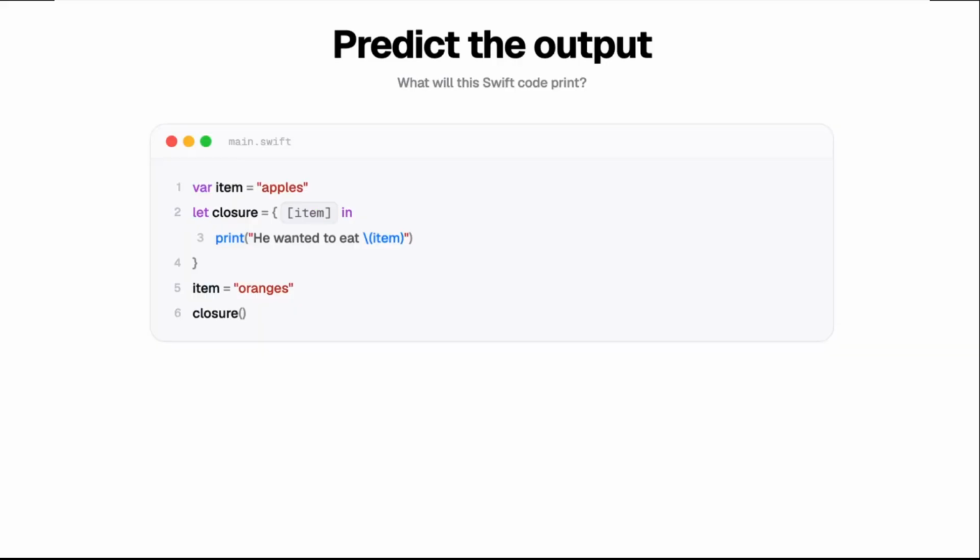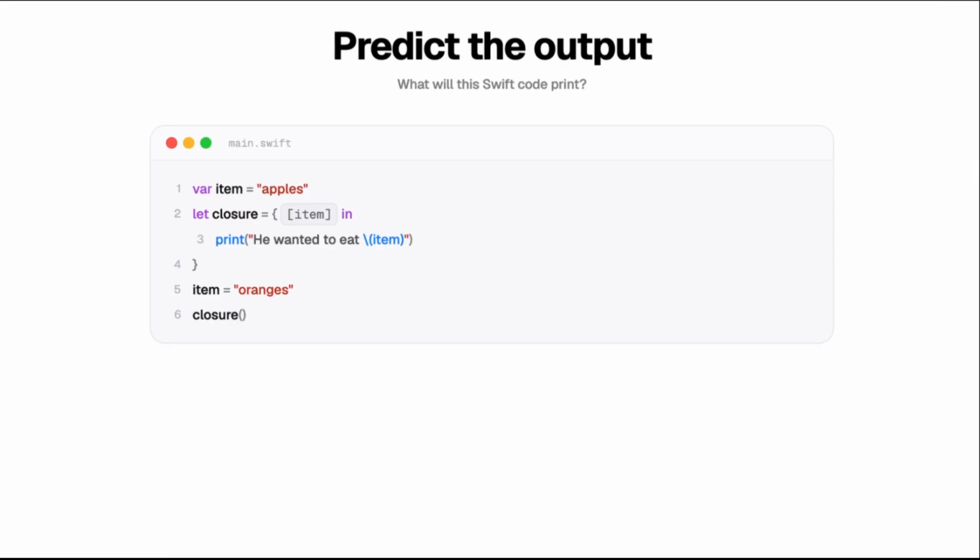Can you predict the output of this Swift program? We set an item to apples, define a closure that prints it using a capture list, change the item to oranges, and then call the closure. Does it print apples or oranges? The secret lies entirely in those square brackets, the capture list.